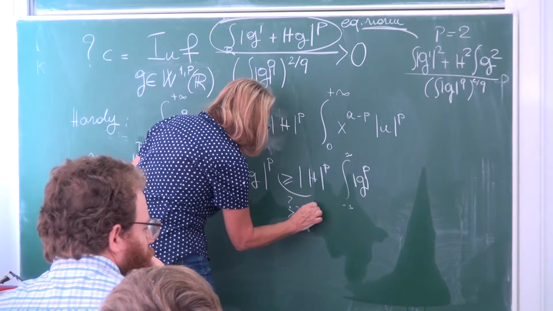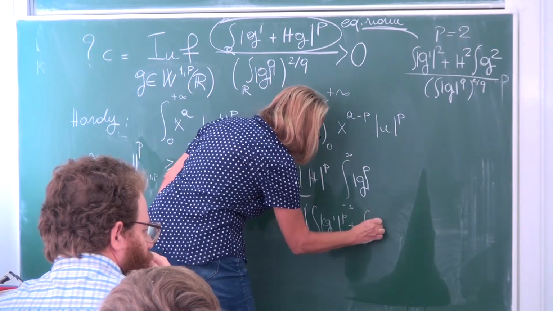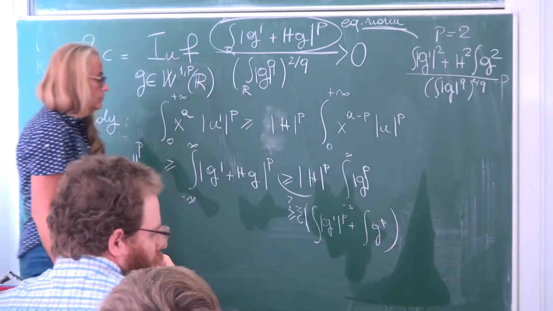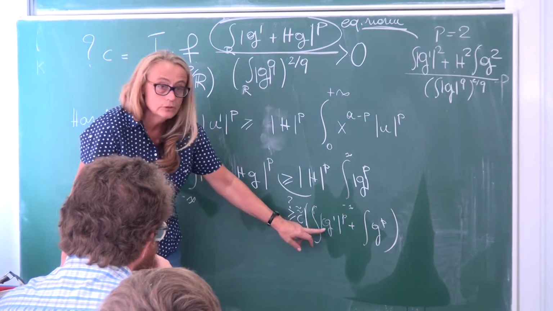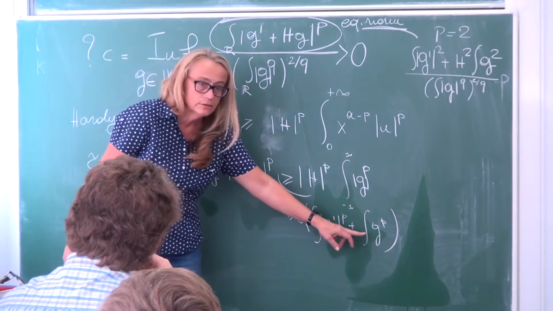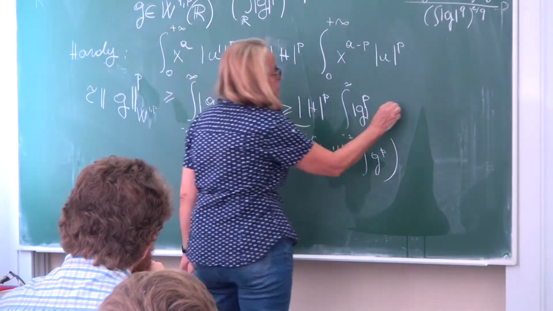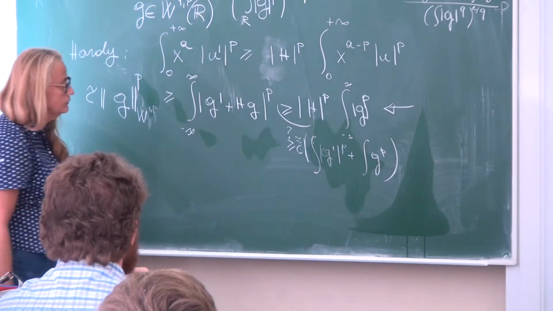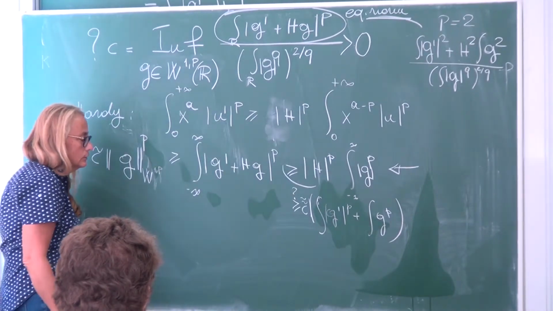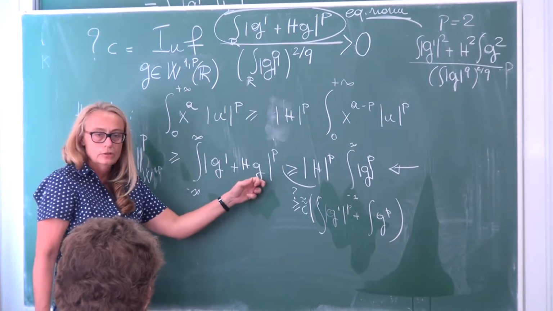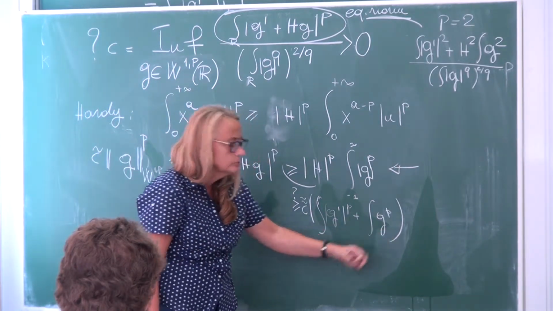times the standard norm, say the norm of g prime in L^p plus the integral of g^p. And then you are done. This is an equivalent norm. It is not difficult to prove that this controls the standard norm in W^{1,p}. Why? Because you have the Hardy inequality that reads like this for g. And to prove this, you only have to check that if you have a sequence that goes to 0 in this norm, then necessarily it goes to 0 in this norm.